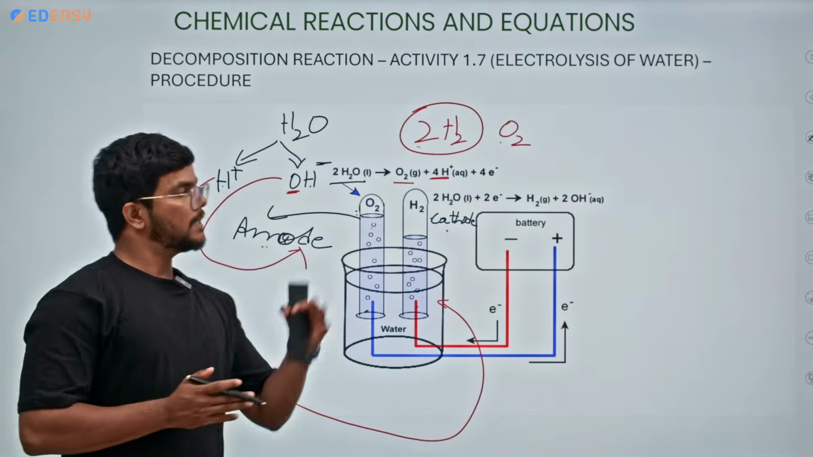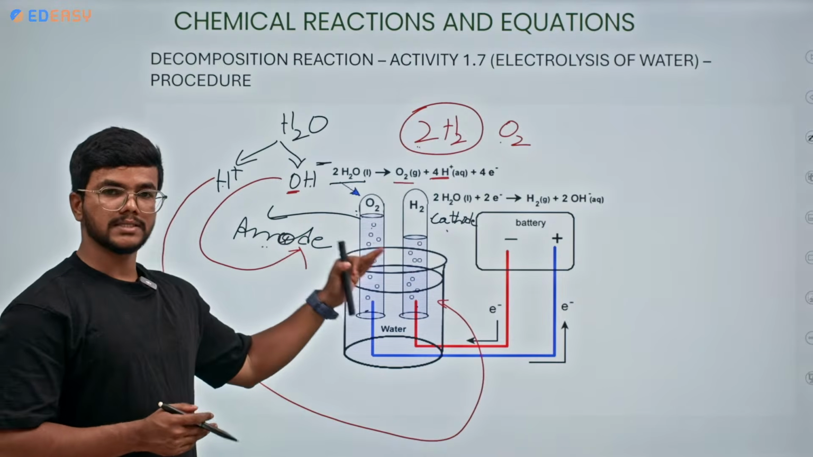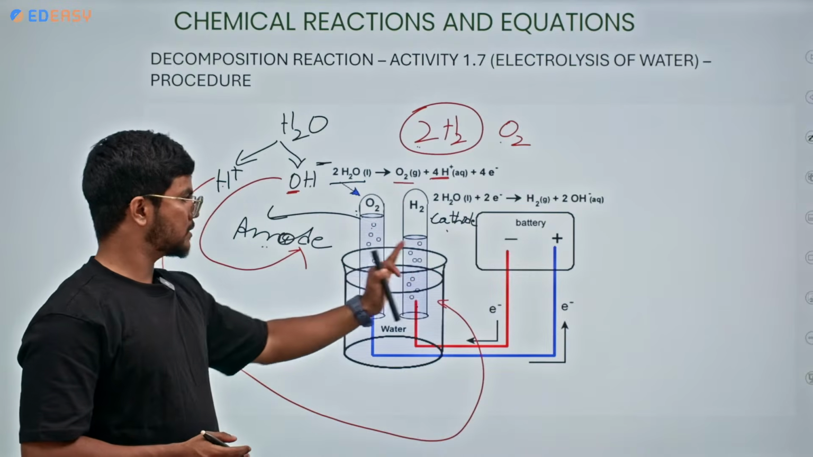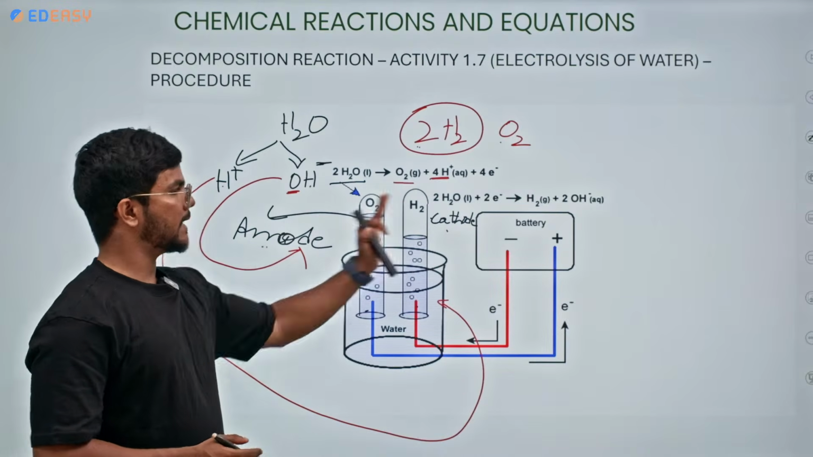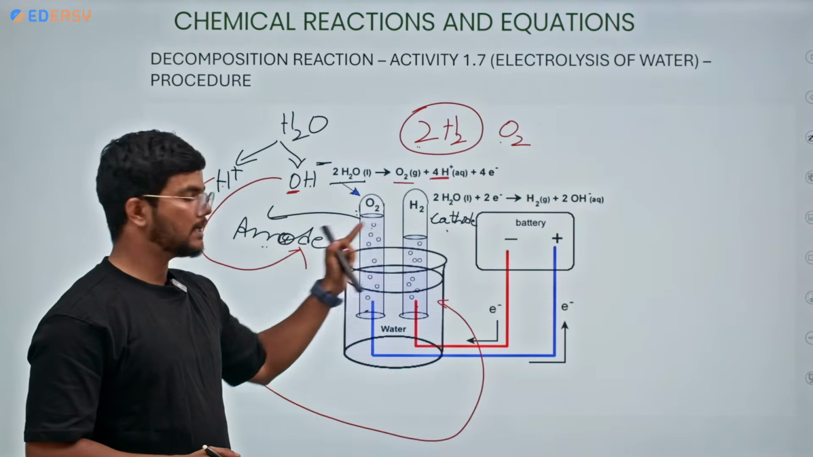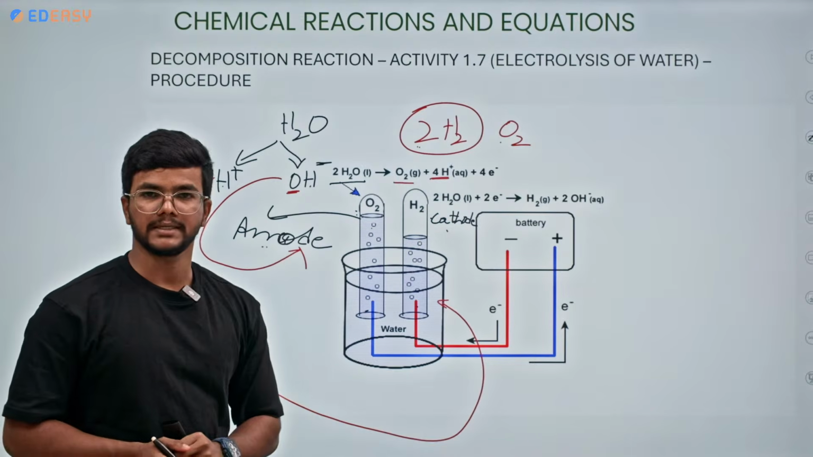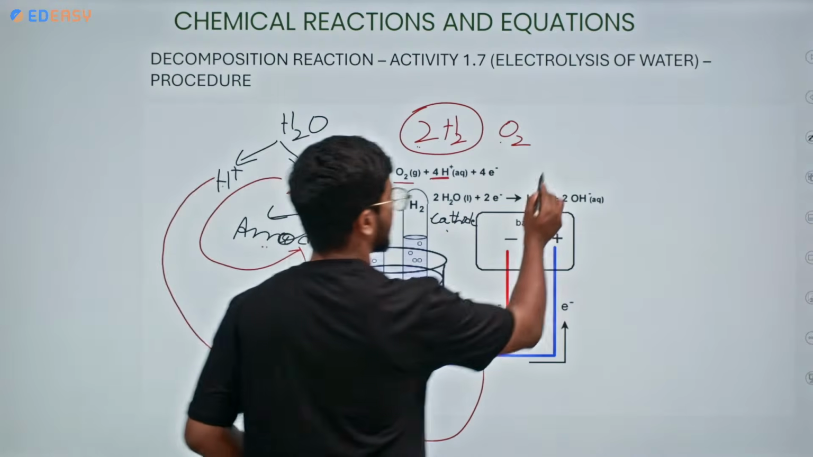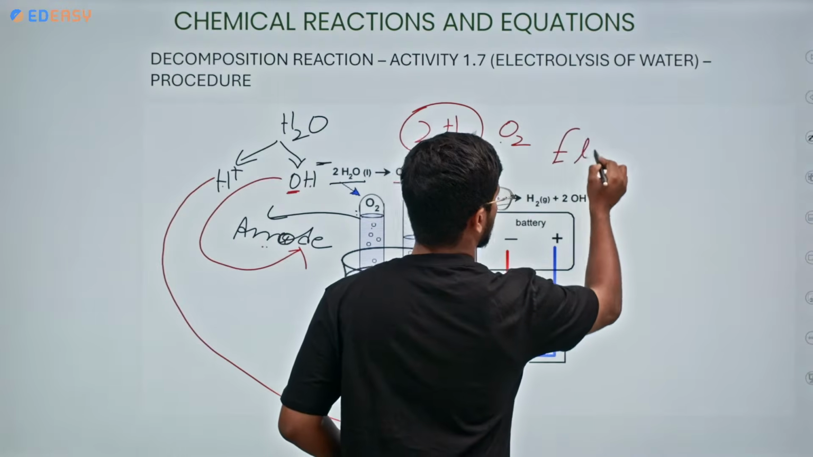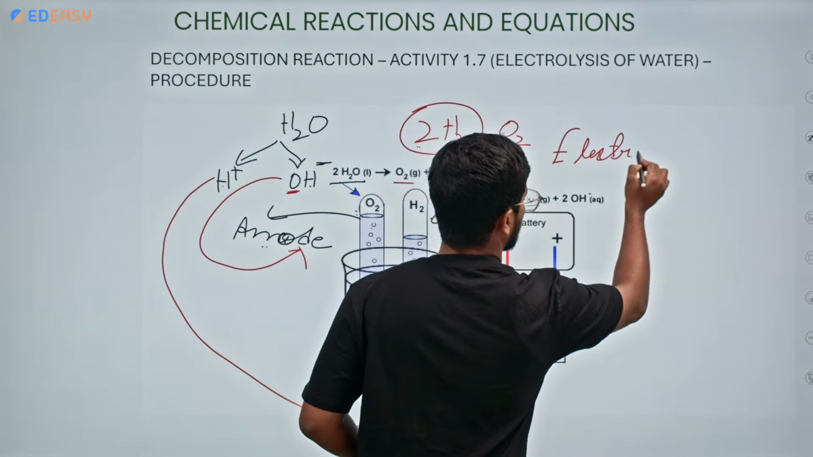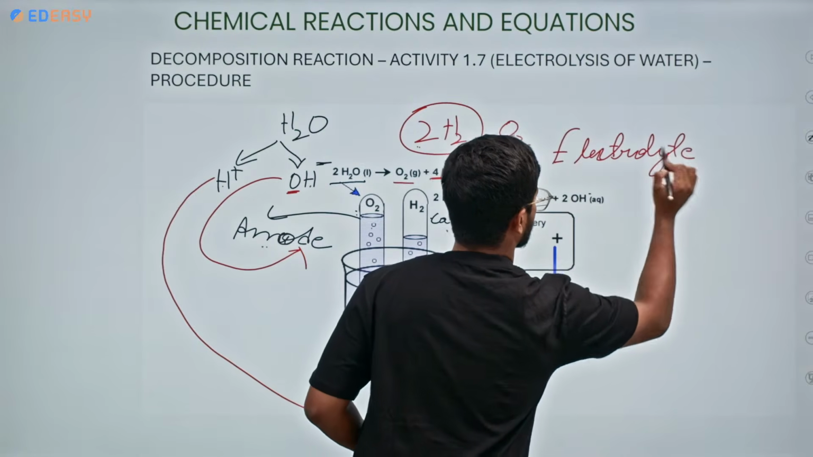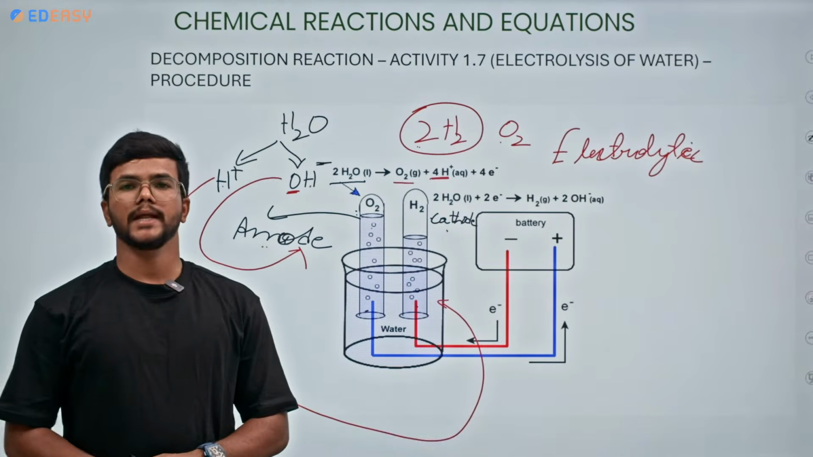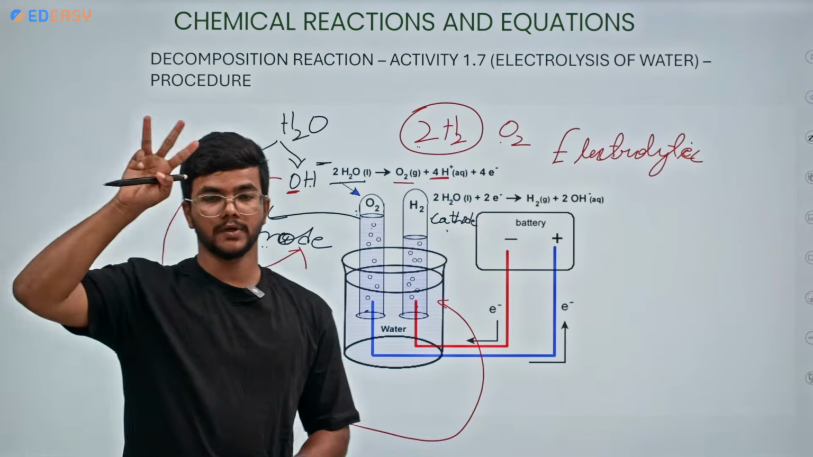Let me repeat once again. This is the electrical equipment which is connected to the battery. Here are two electrodes, cathode and anode. At the cathode, hydrogen gas is collected. At the anode, oxygen is collected. This type of decomposition is called electrolytic decomposition.